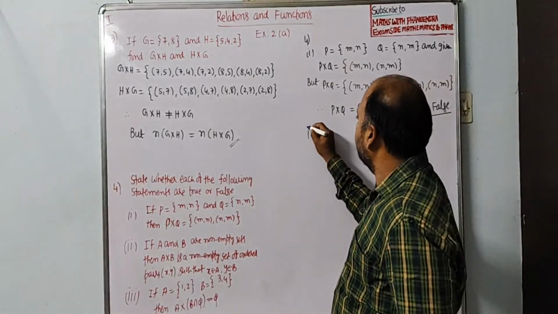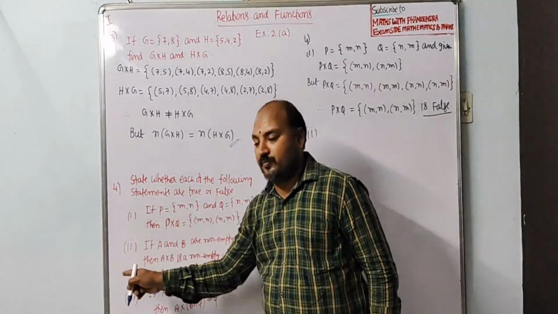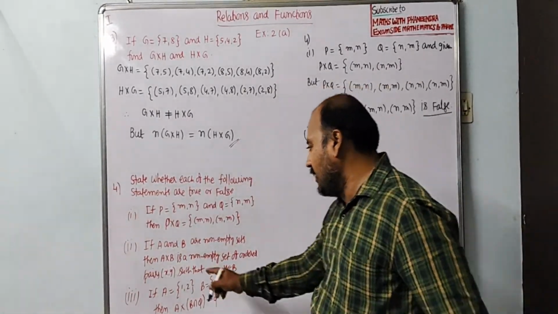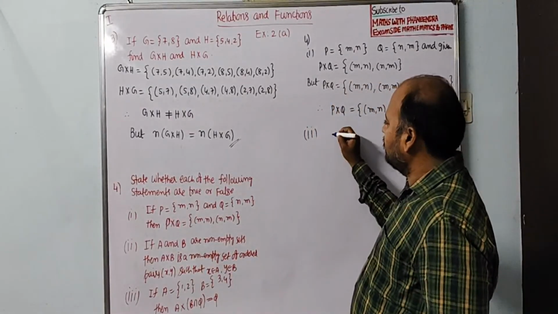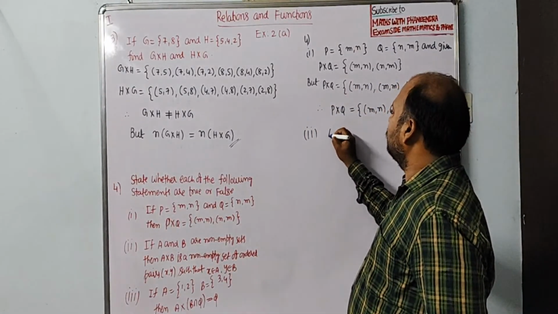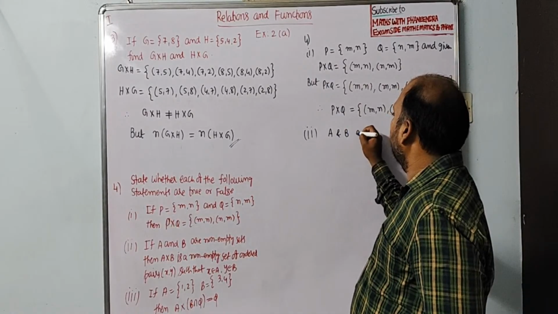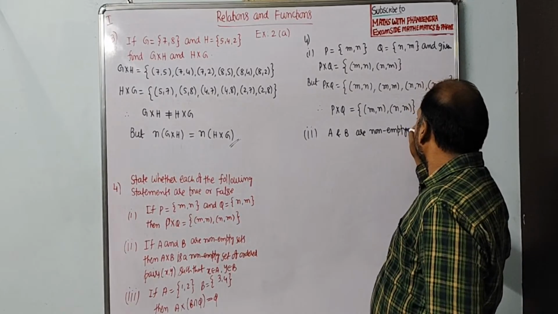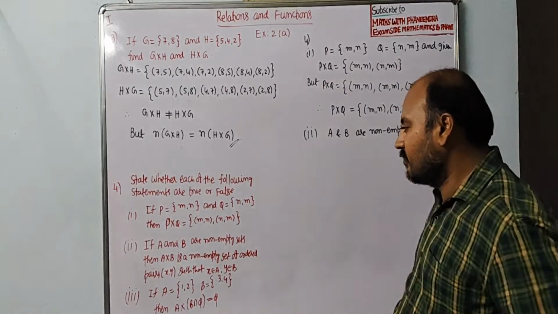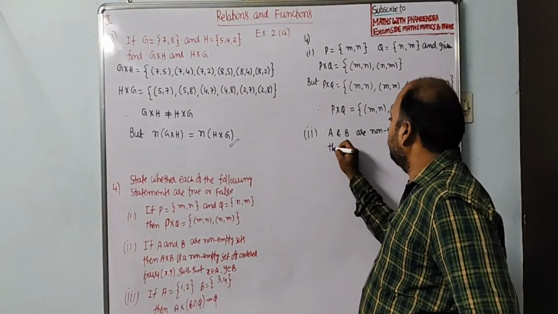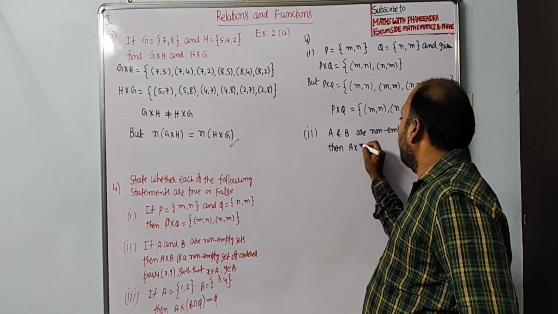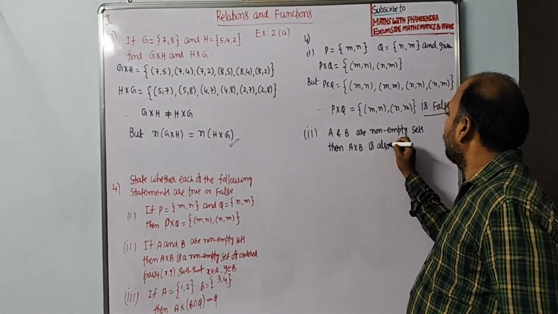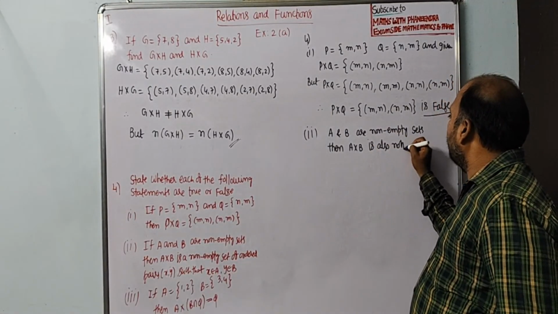Come to the question, statement number 2 in question number 4. If A and B are non-empty sets, then A cross B is a non-empty set. Absolutely. So A and B are non-empty sets, then A cross B is also a non-empty set.